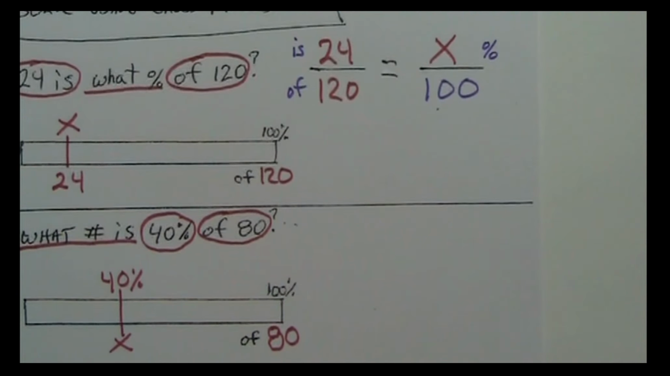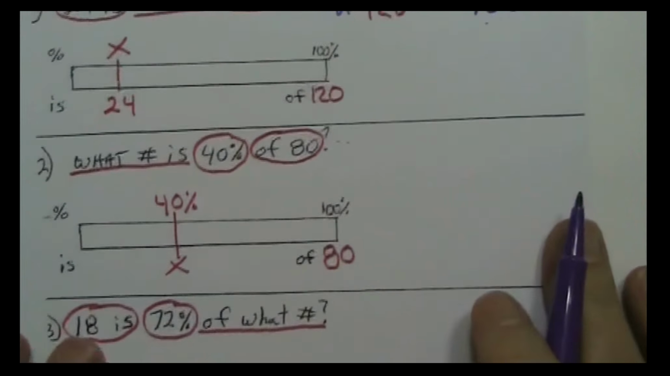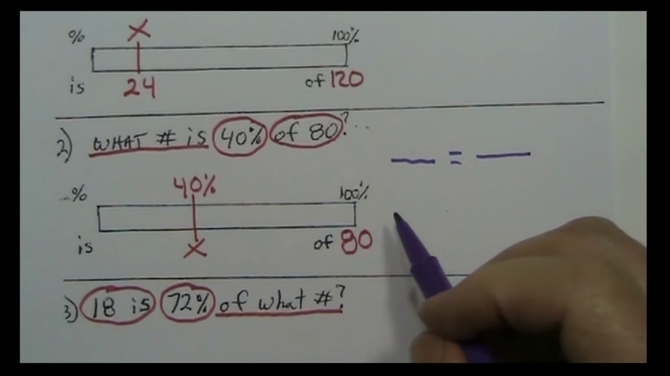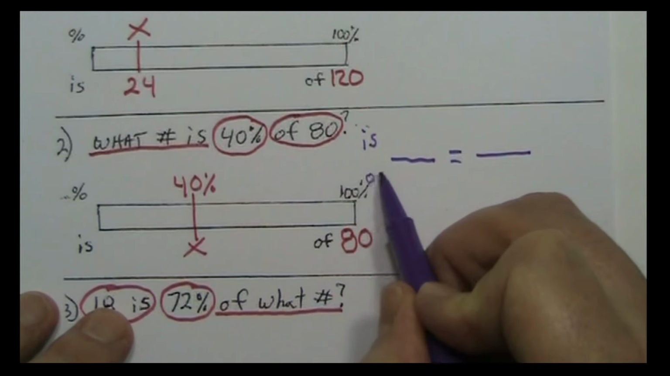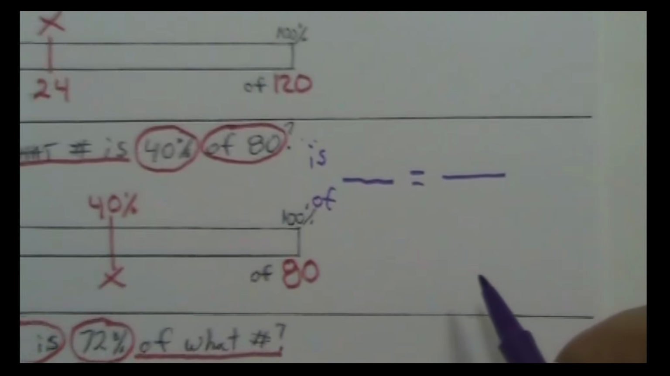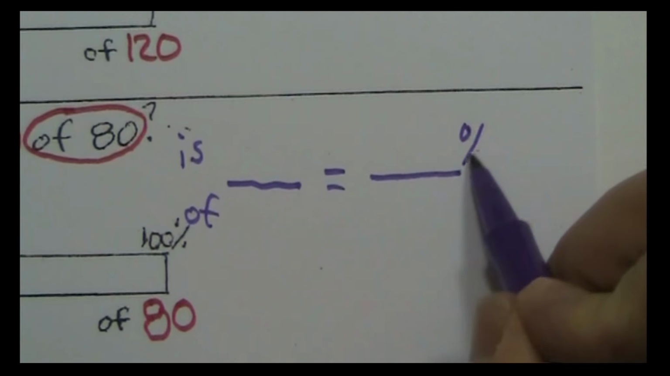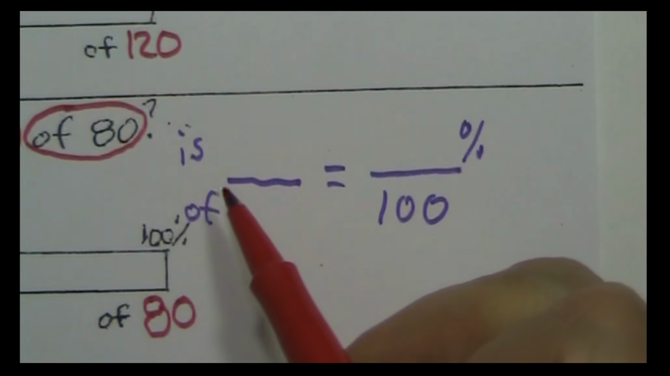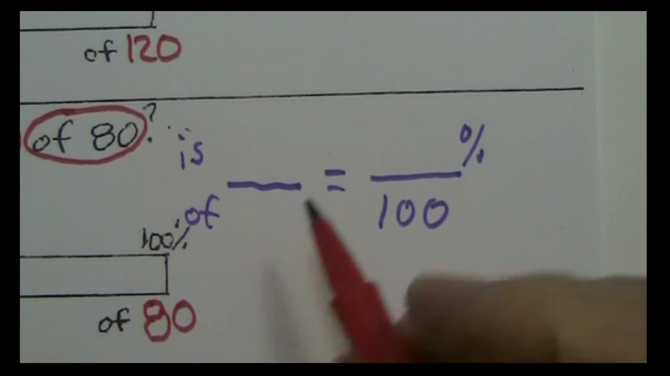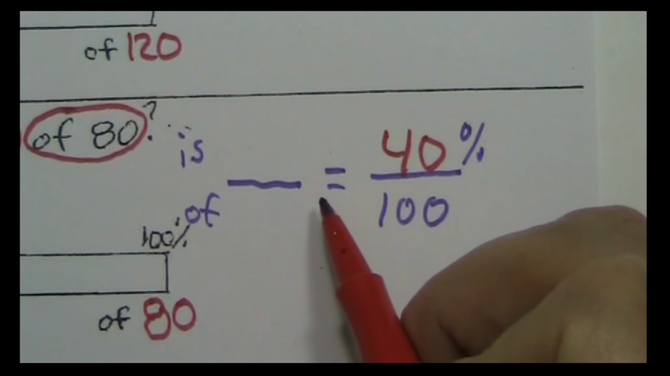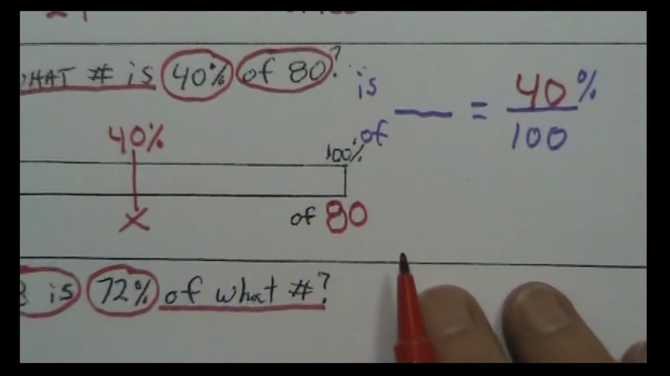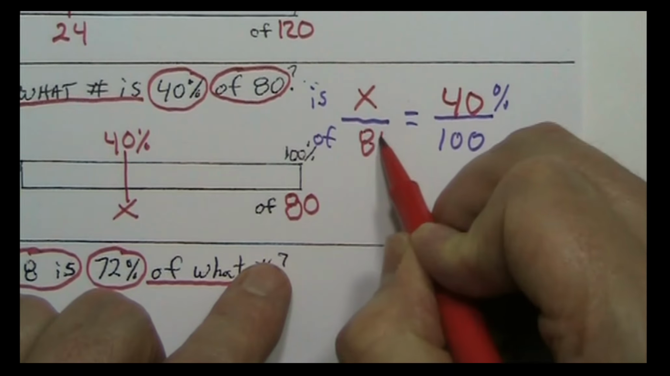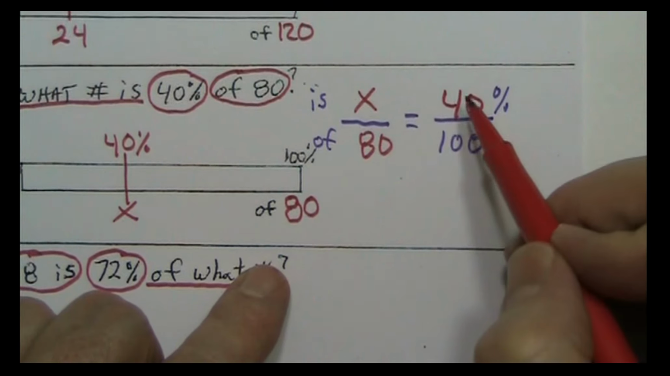Let's set up our next proportion. Let's go to the next problem. So remember that this is the is, this is the of. Let me make it larger for you. This is the percent over here, and this is 100. So now let's put the numbers in there. We know 40 over 40%, 100%. I don't know what the is number is. Something over 80 is equal to 40 over 100.